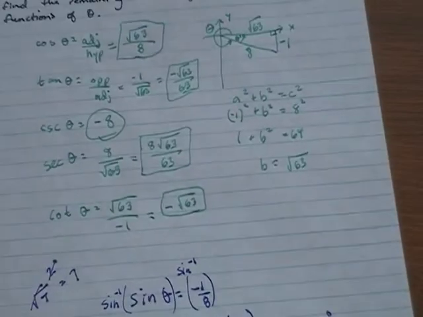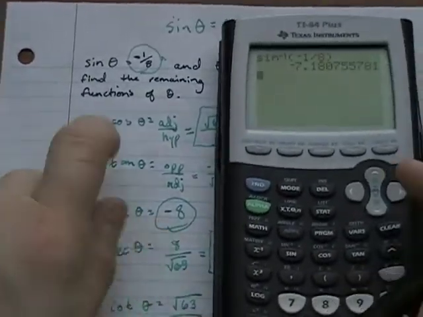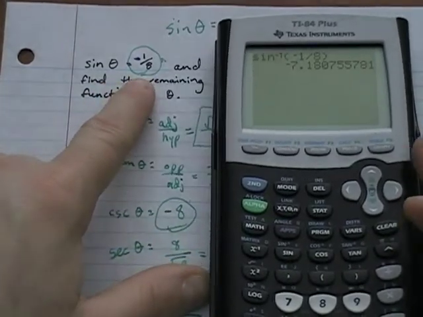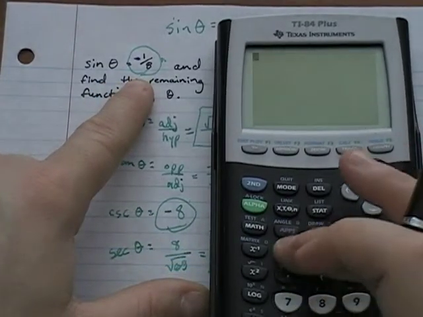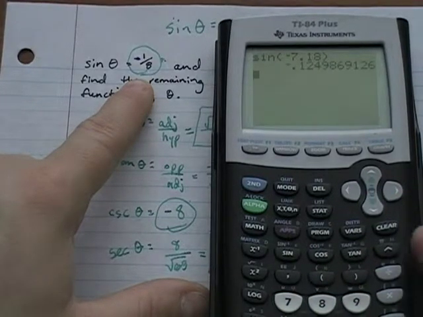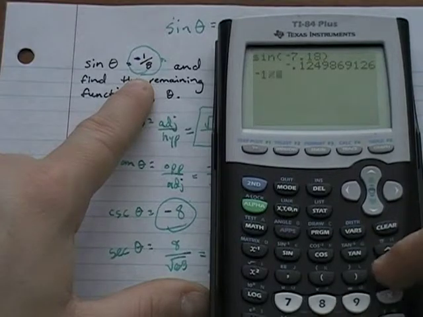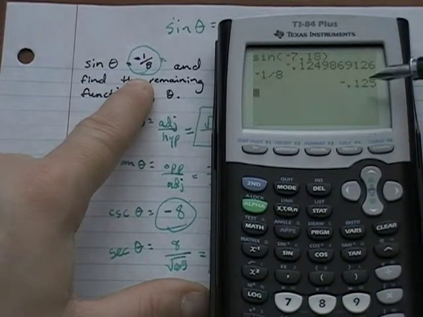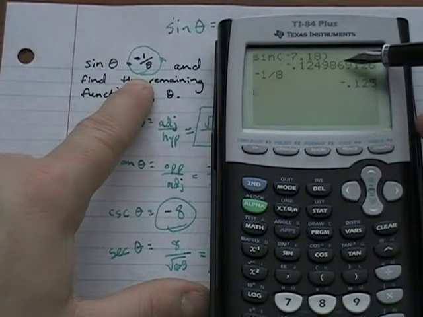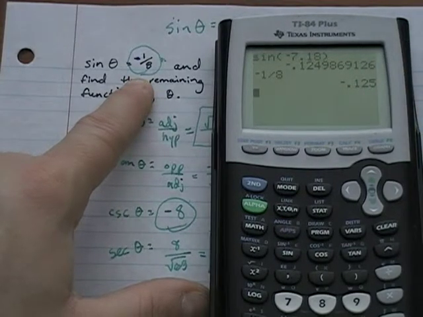Let's go back to the original. They told me sine of theta was negative 1/8. So I say sine of negative 7.18 degrees, and I get 0.1249. Well, what is negative 1/8? It's negative 0.125. Basically the same answer. Why are these answers slightly different? Because I rounded my theta value.